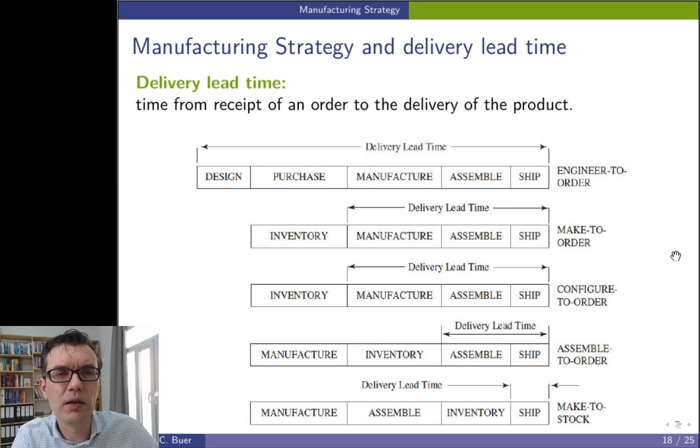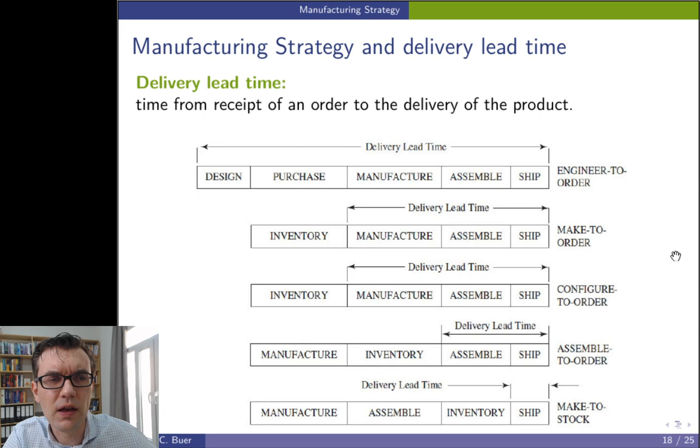The second strategy is called make to order. Here we start the manufacturing as soon as we receive the customer order. We already have some components, some parts in inventory, but we start manufacturing or assembling these components only after we receive the customer order. The same happens in the step configure to order. Depending on the industry, the strategies make to order or configure to order are very similar.